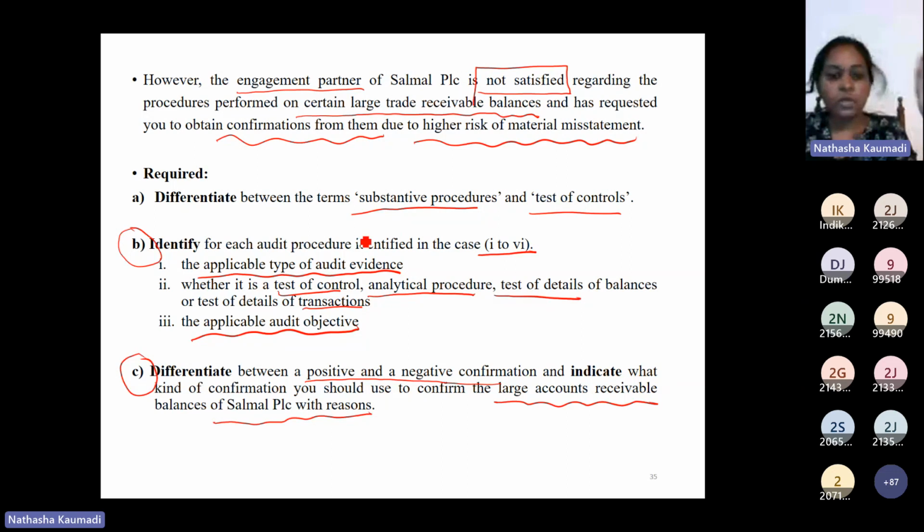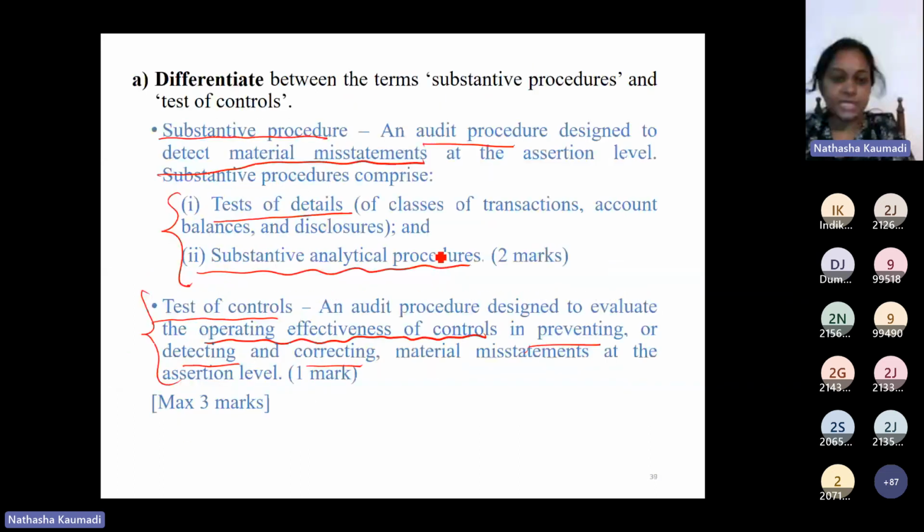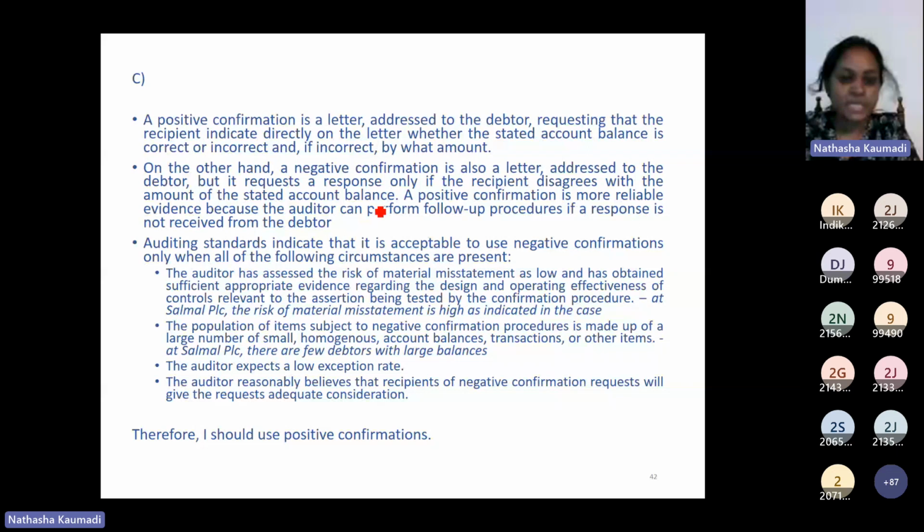Now here, what do you think? There are large trade receivable balances and there is a high risk of material misstatement as well. So from positive and negative, the straightforward answer, you can go ahead with positive confirmations, because negative confirmations won't do much here since the risk of material misstatement is also high. So you have positive ones. So here the answer is all after mentioning all these things.